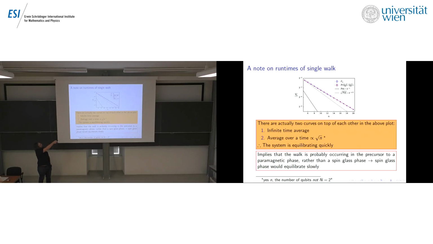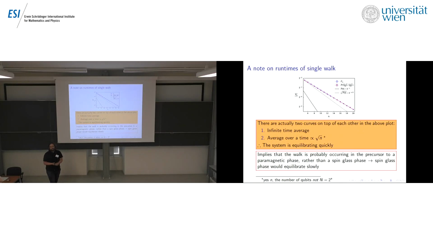overlap so well. There's actually two curves that overlap in this one, which is the success probability at long time and the success probability at a time which goes as the square root of the number of qubits. And so this suggests that there'd be no point in waiting for longer. Effectively, you're reaching equilibrium very quickly.